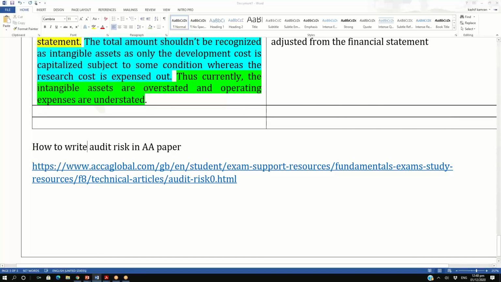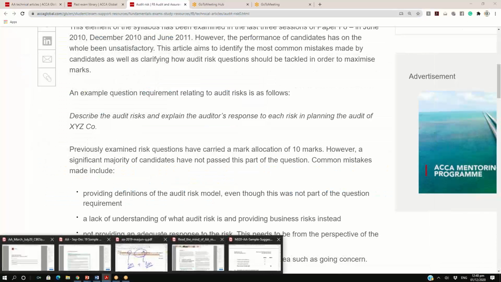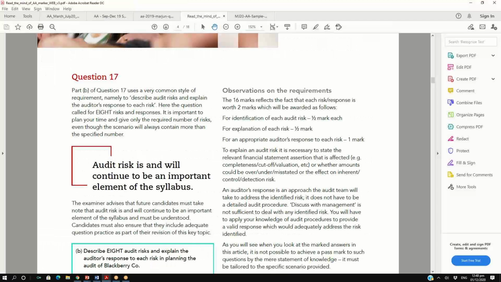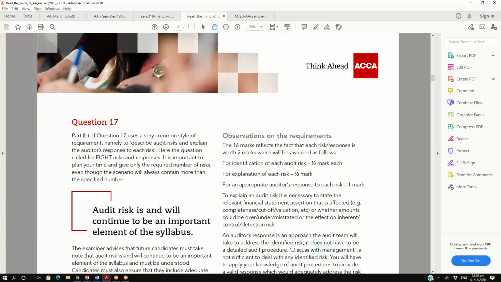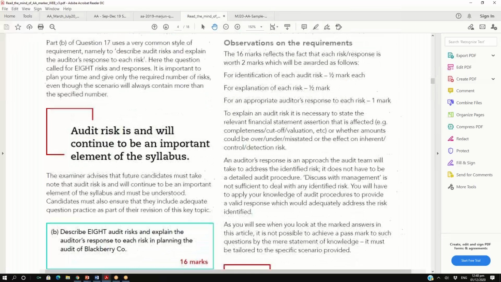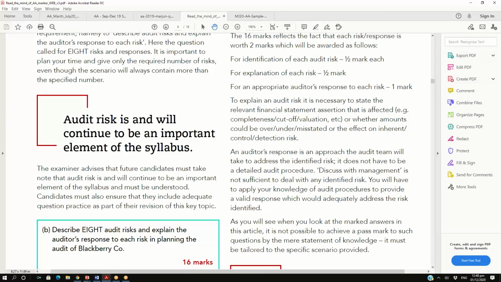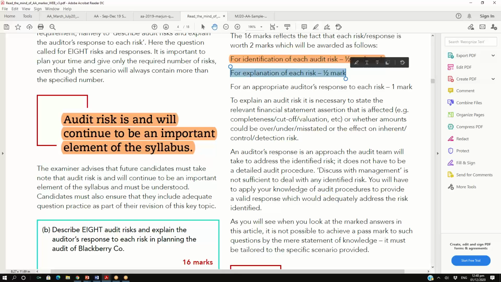Okay. Now, a few of the last things left. There is another article of the examiner, which is Read the Mind of the Marker. This is such a wonderful article. You can see this right in front of your screen. Again, this tells you that audit risk is an important area and will continue to be examined. And this tells you that for identifying each audit risk, you take half a mark. And for explanation of each risk, you take half a mark, right? And then for the response, you take 1.